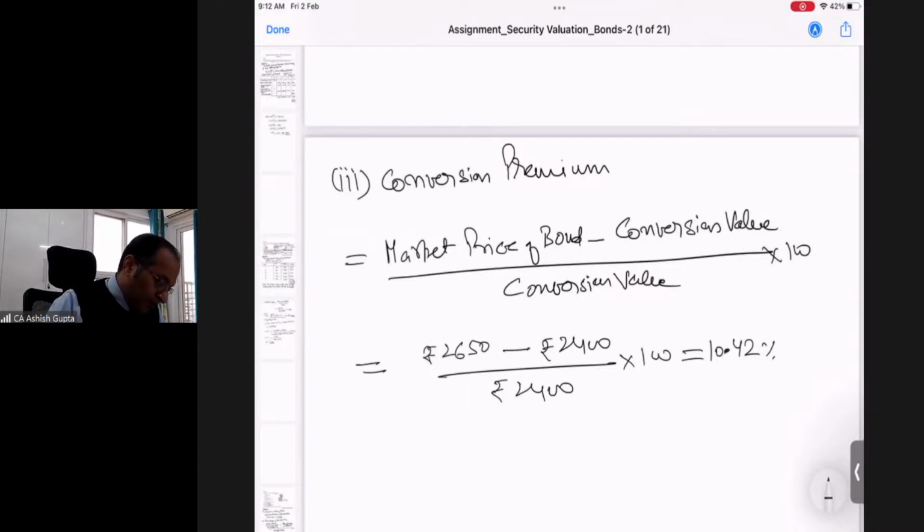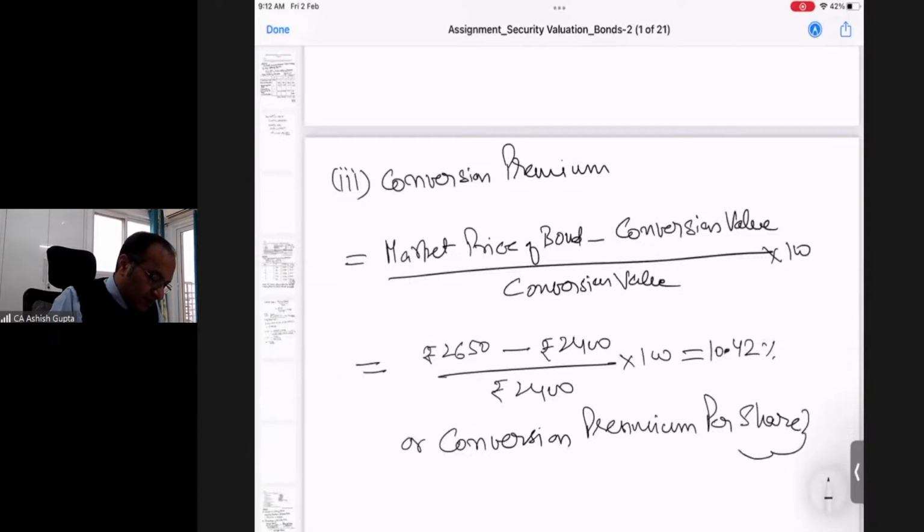Or we can say, if the conversion premium has to be computed per share, if it has been mentioned per share, then what shall we do? We shall do it like this.